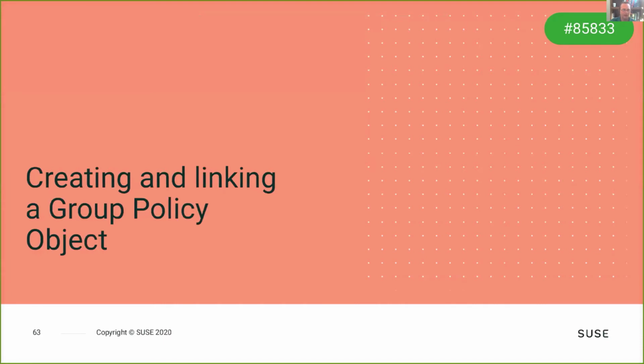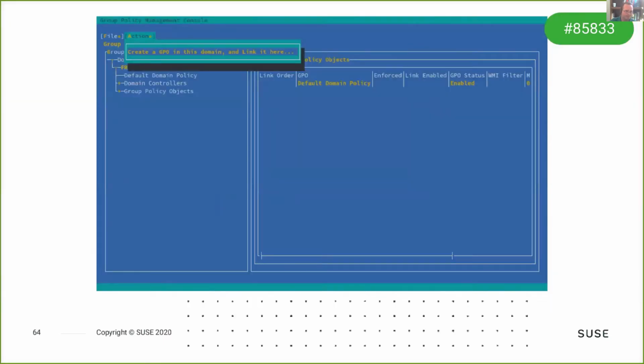Now let's create and link a group policy object. To create the group policy object, highlight the domain or container where you want the object linked. Then open the action menu and select Create a GPO in this domain and link it here.